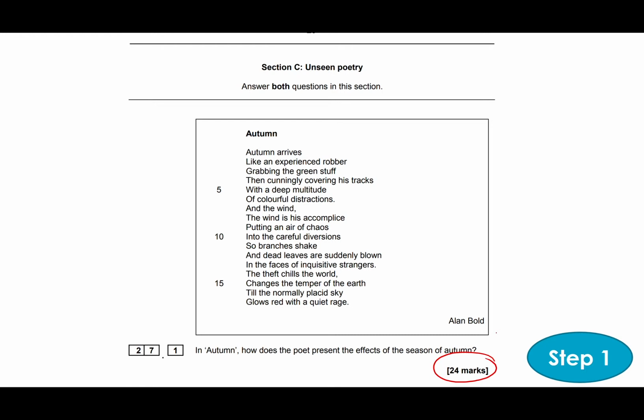I'm going to spend around 30 minutes on this question, around 5 minutes planning, about 25 minutes writing. You have a question focus, which is really going to help you think about what quotes and techniques you're going to pull out. So let's have a look.